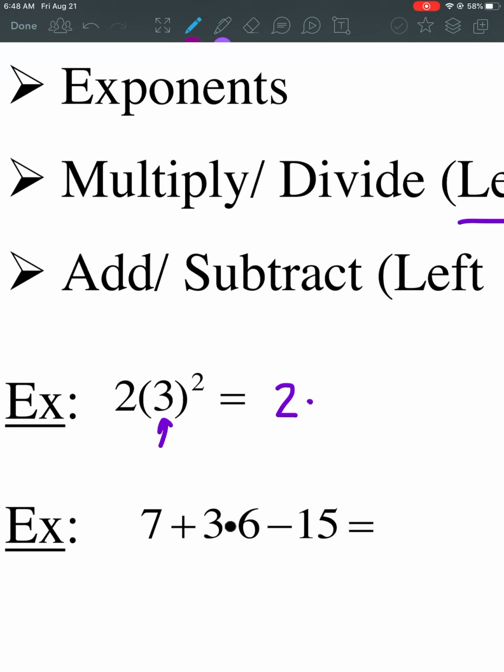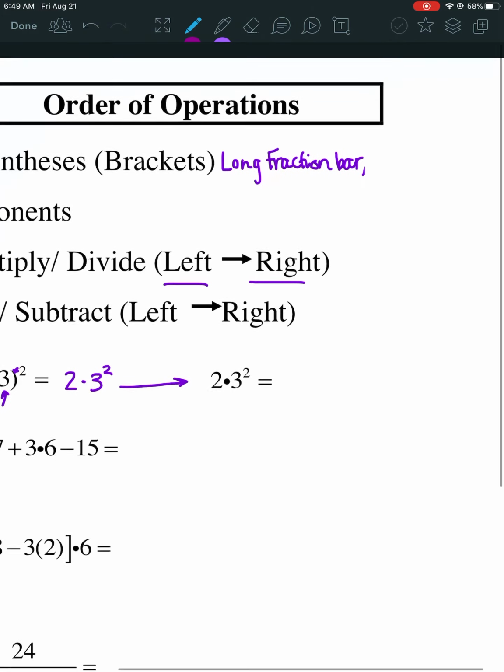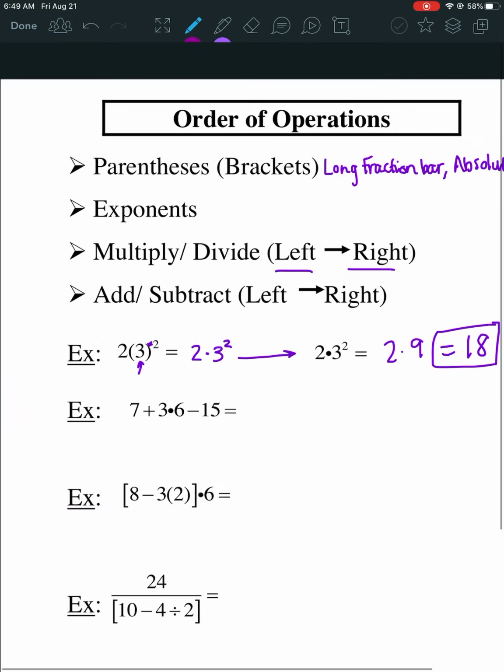What this is really showing is the same thing as what's next to it, 2 times 3 squared. The exponent is touching the parentheses, so we're only doing 3 squared. So it's the exact same problem as over here. We'll do 3 squared, and that is 9, so we get 2 times 9. All we have left then is multiplication, so that equals 18.